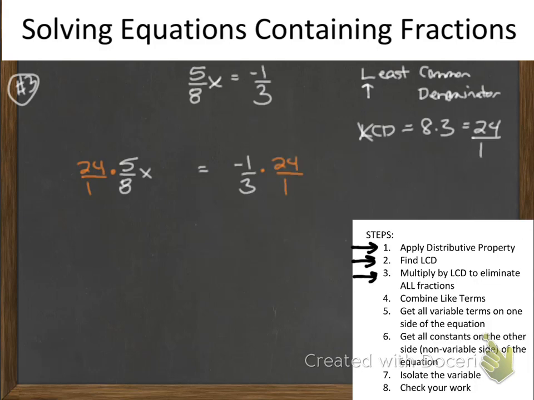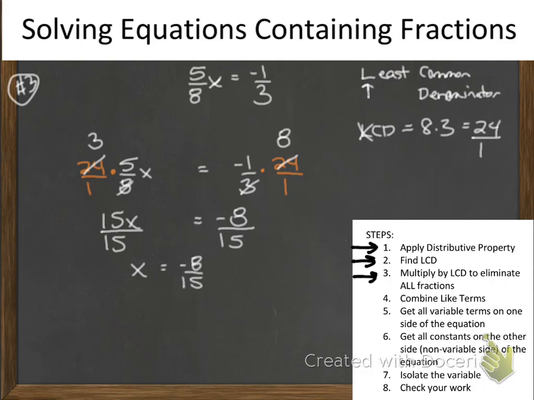Okay, so 24 divided by 8 is 3. 3 times 5 is 15, so I have 15x over here. 24 divided by 3 is 8. -1 times 8 is -8. Last but not least, I have to divide both sides by 15. I get x equals negative 8 over 15.